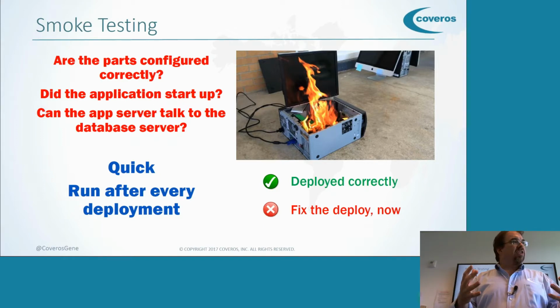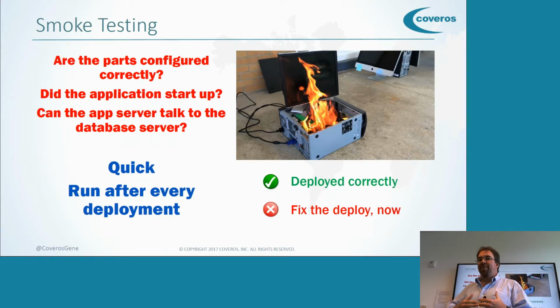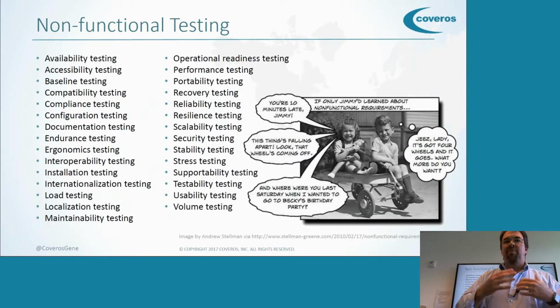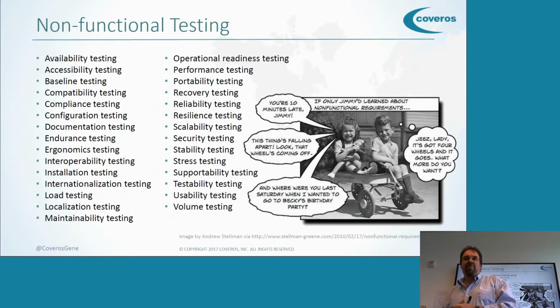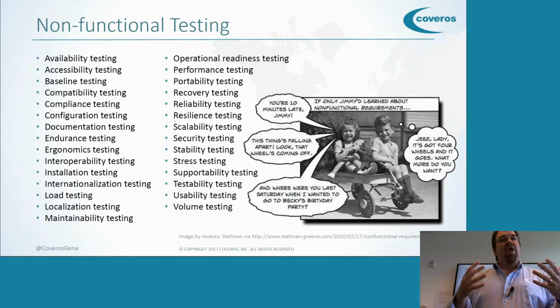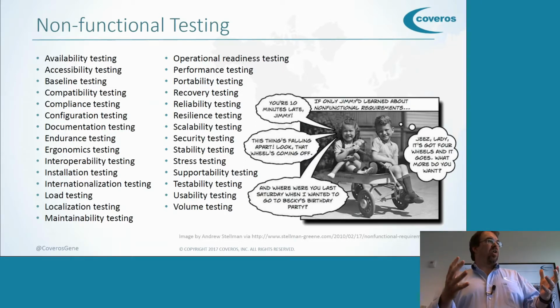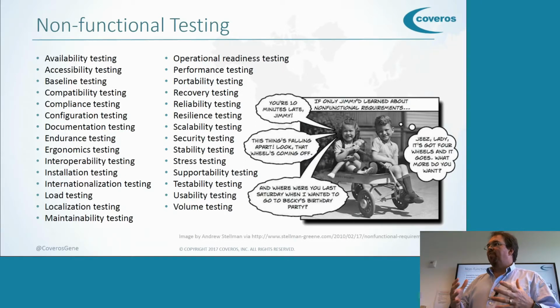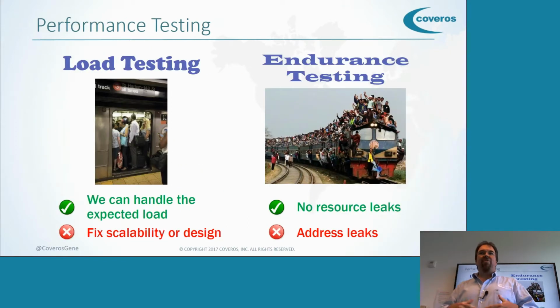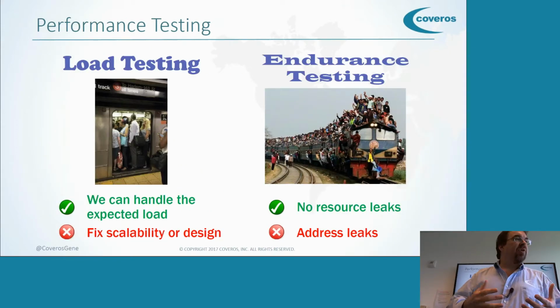Now, a lot of the types of tests we're going to do are non-functional, right? Here's a long laundry list of them. But these are types of tests that don't look at the code, and they don't look at individual functions. They're looking at how the code behaves overall. Some types of non-functional testing worth looking at: performance testing. Jonathan already went over load testing and endurance testing. Load testing is, can we handle the expected load? Endurance testing is, we want to take that load and some more over a long period of time.